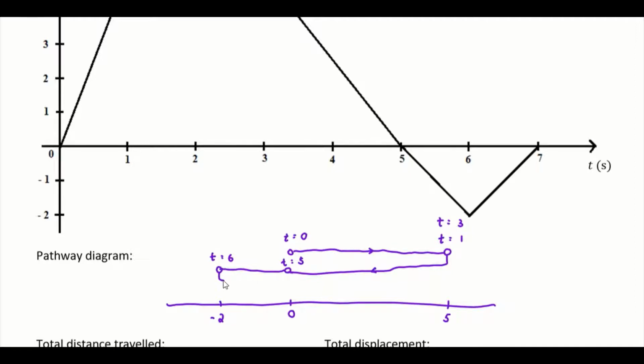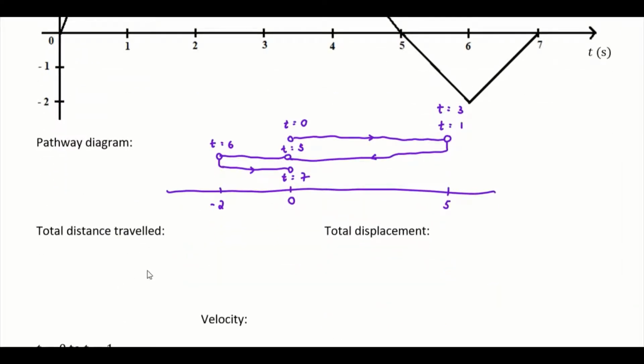So you can see that the object changes direction again and comes back to the origin and reaches the origin when t equals 7. Okay, so I think this should be quite easy. So now let's look at the second one, which is the total distance traveled.